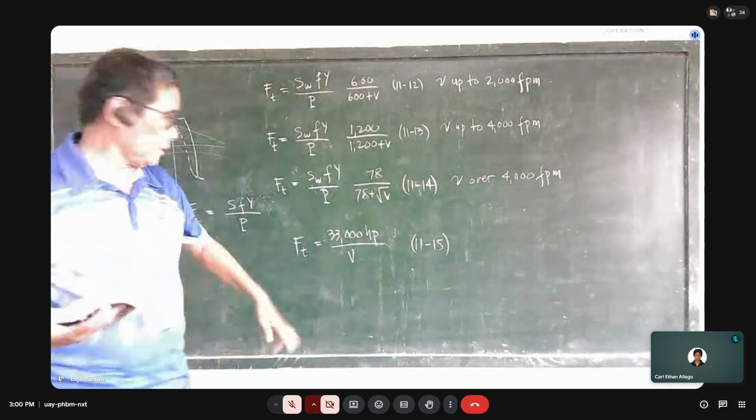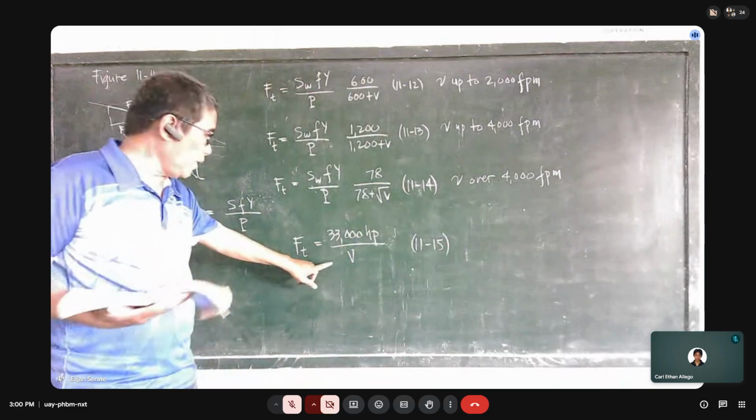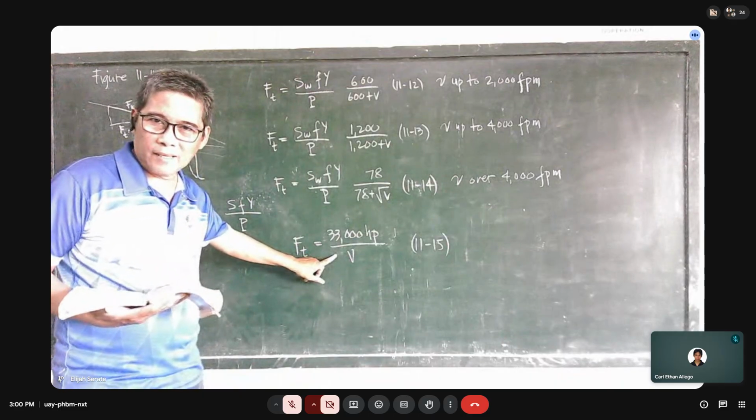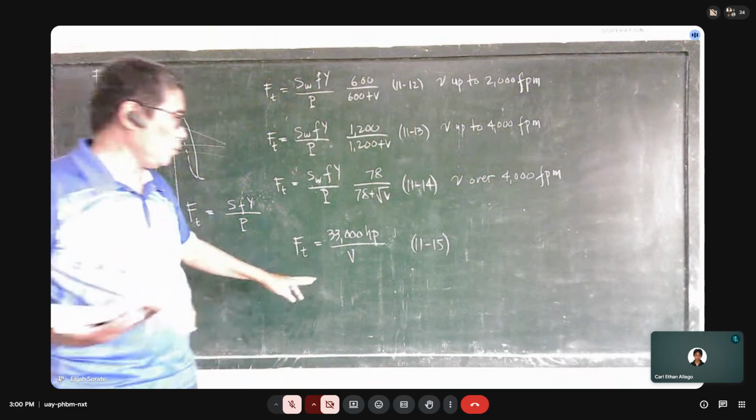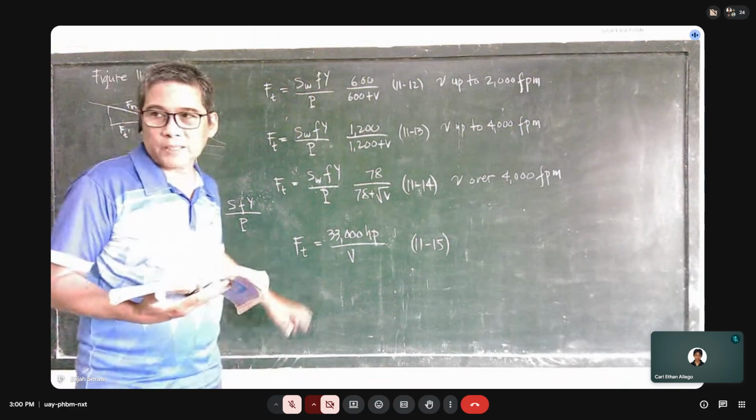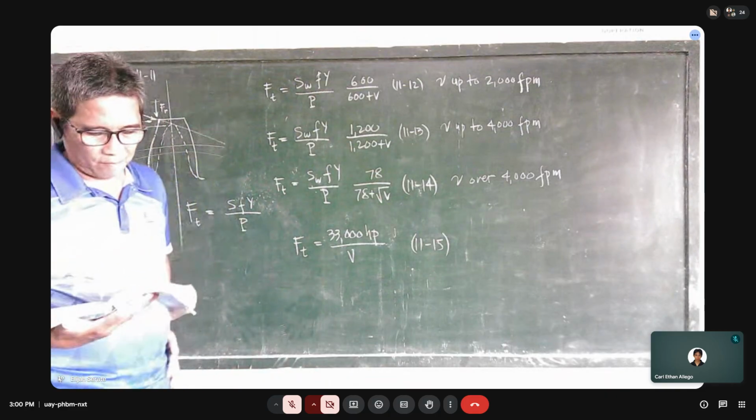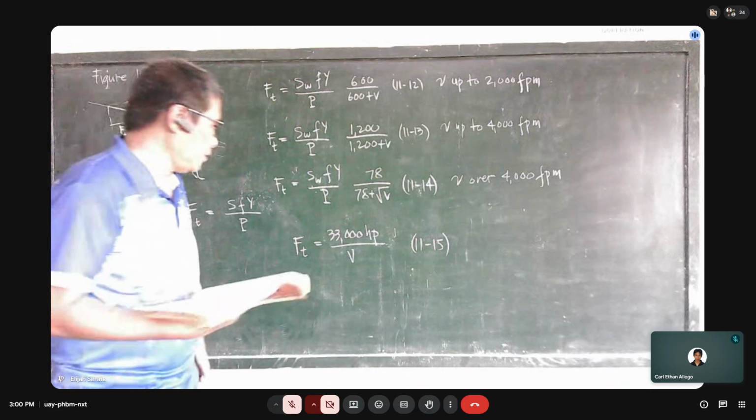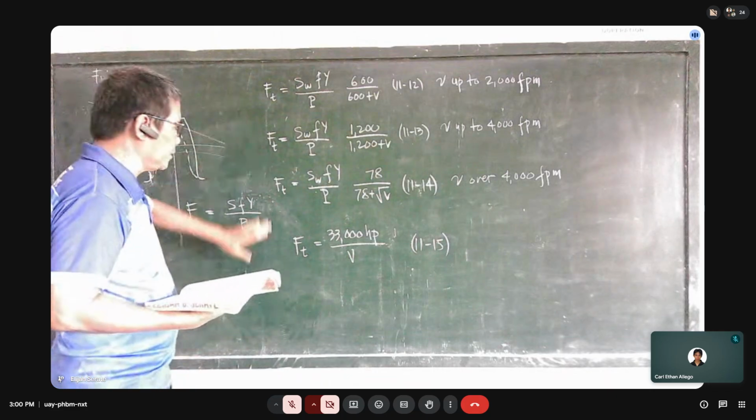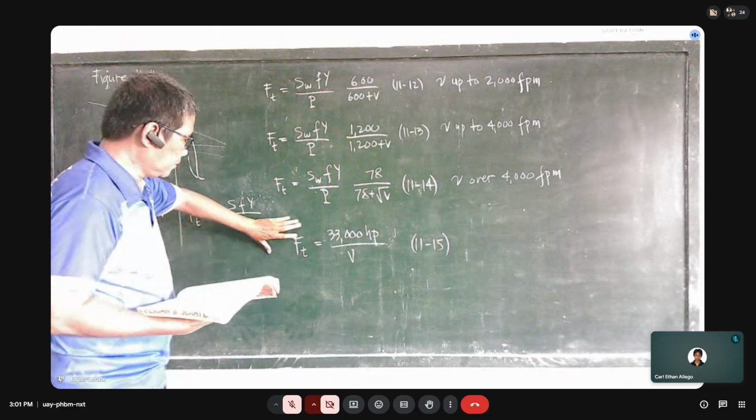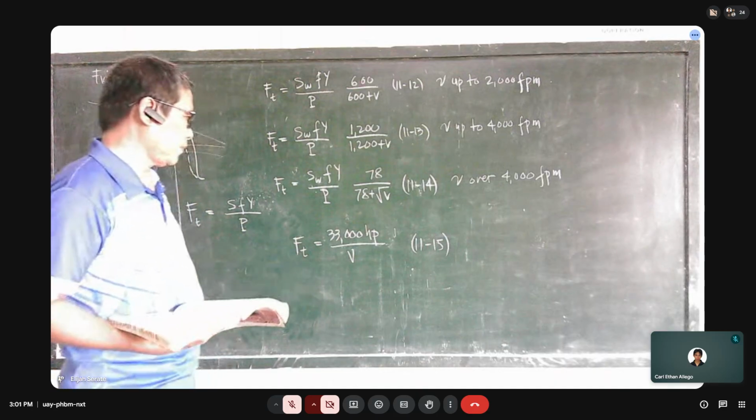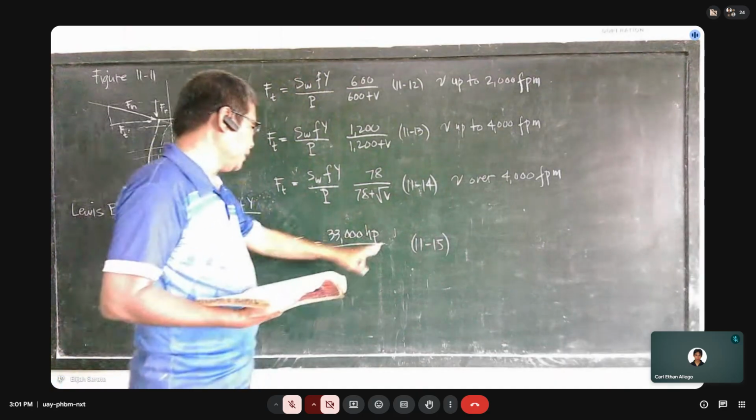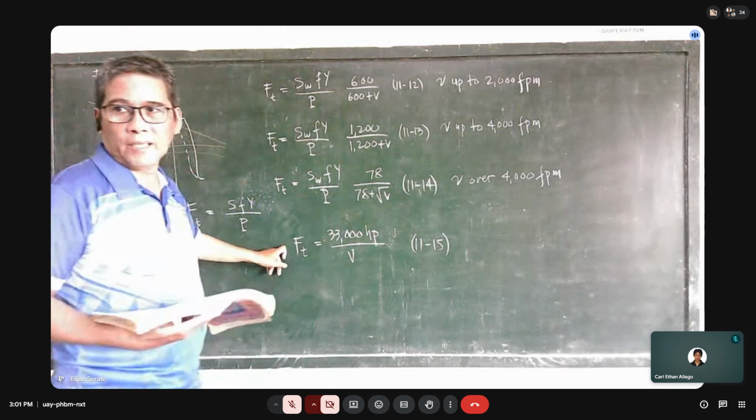Can you see it? Okay, but anyway, we will find it later. And finally, these are the formulas. To find Ft, if we have the horsepower transmitted and the velocity, we can find Ft.